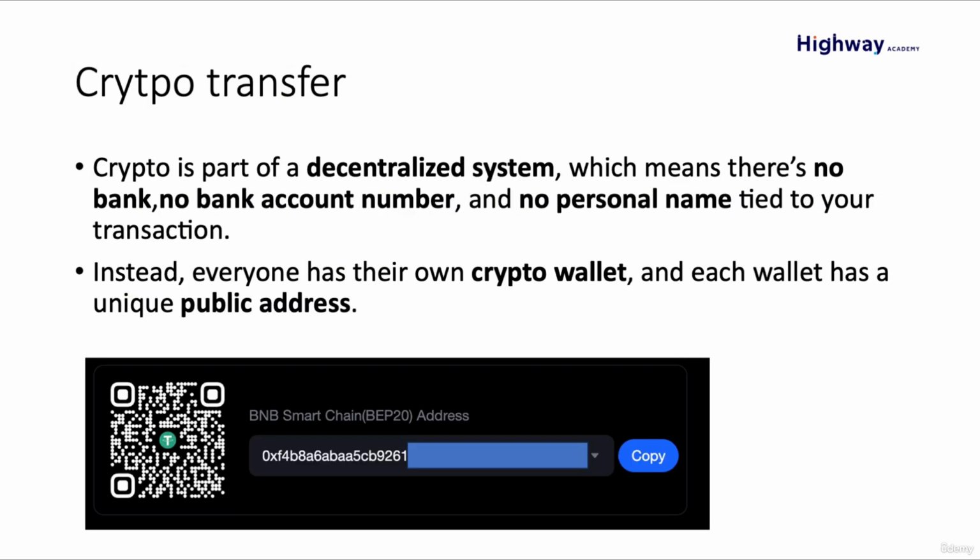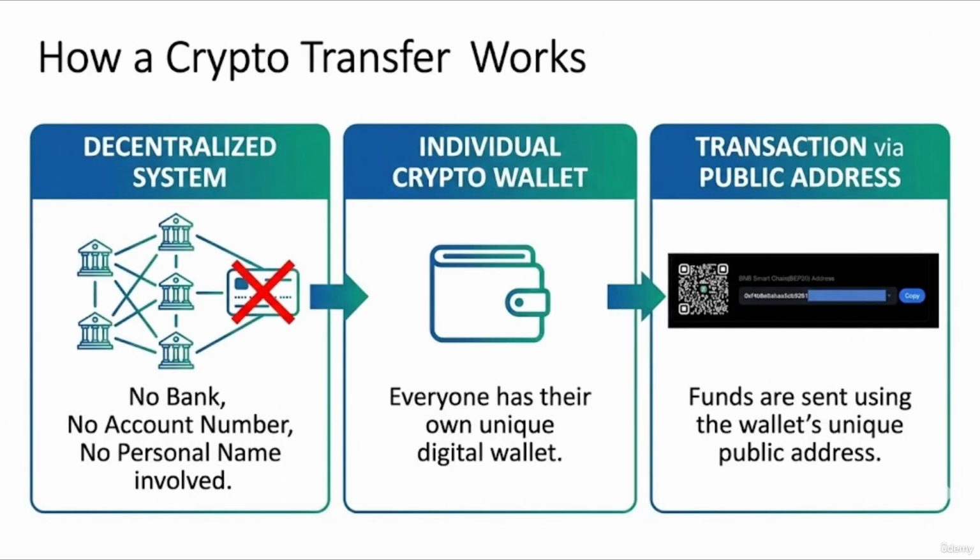Crypto is part of a decentralized system, which means there's no bank account number, and no personal name tied to your transaction. Instead, everyone has their own crypto wallet, and each wallet has a unique public address. A public address is a long string of random numbers and letters, and it's completely unique, just like a digital ID for your wallet. When someone wants to send you cryptocurrency, you only need to share your public address with them. The best part is, this does not reveal any of your personal information, so your privacy is fully protected at all times. In addition, there's no central authority between you and your friend.